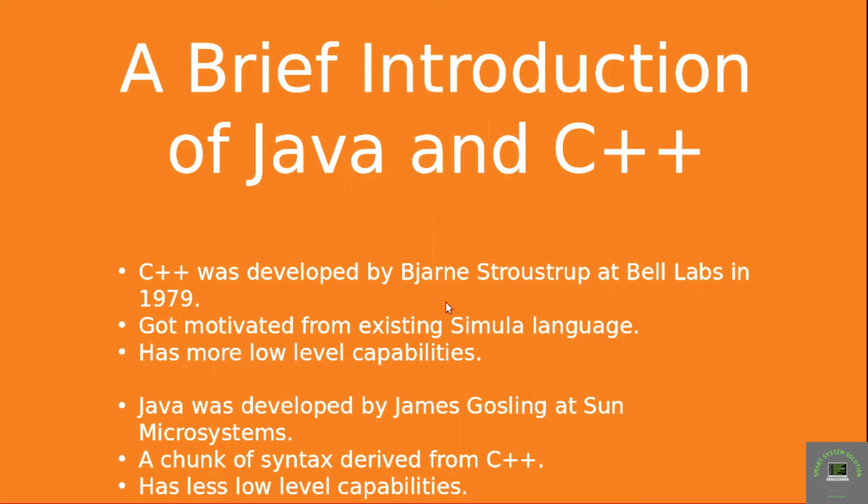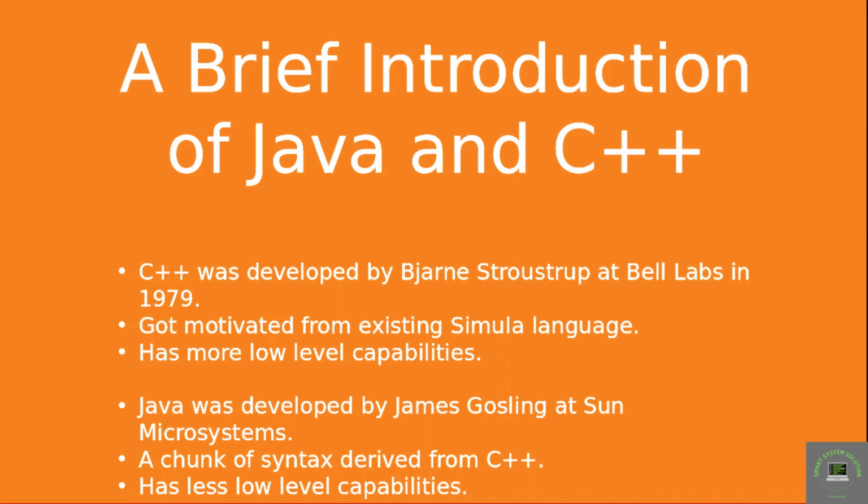Now let us have a brief introduction of both the languages. C++ was developed by Stroustrup in 1979. Stroustrup developed C++ by adding object-oriented features, getting motivation from similar languages, to the existing features of C. And C++ also has more low level capabilities. Low level capabilities here refers to the ability to handle memory operations. Like in C and C++, we have the concept of pointers, which allows you to control and manage memory from the program.